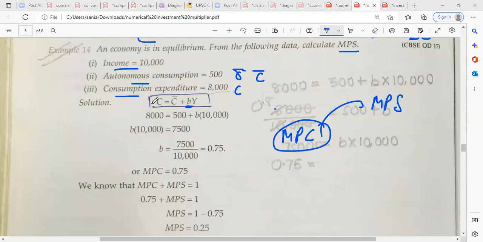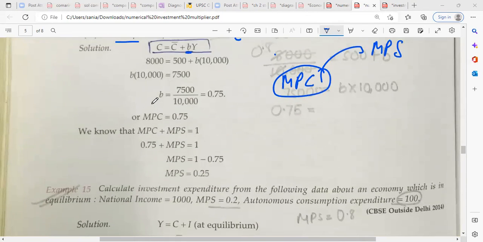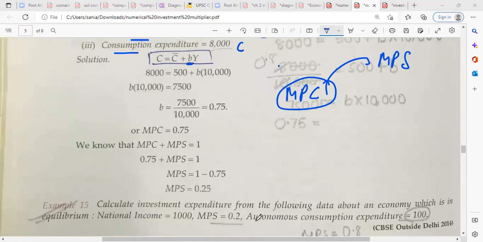Okay. So now the rest of the questions are similar. So what you will do, you will take a screenshot of question number 15 and this is your homework. Just don't take the screenshot, just write it down. Just write, you have to find investment expenditure, that is I. And what is given? Your Y is given and MPS is given and autonomous consumption expenditure is also given. So you have to find I. This is your homework. Clear? This is easy to do in 5 minutes. And we have only 5 minutes. So do it quickly.